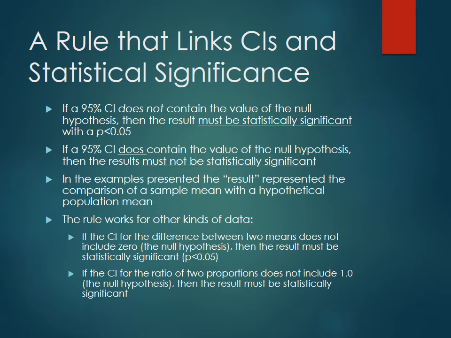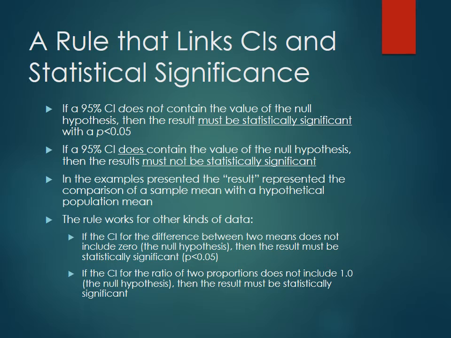And so in the examples that we were just looking at, the result represented the comparison of a sample mean with a hypothetical population mean, but this might not always be the case. In a lot of cases, like we mentioned, you might be comparing two different groups together, two different samples, and those are more frequently what you'll find in the medical literature, because knowing the population mean can be very difficult to do. So that's why you typically are looking at groups. This rule does work with other types of data.